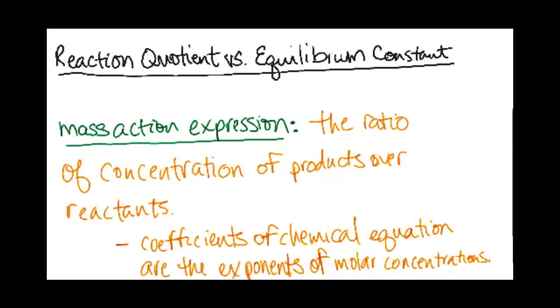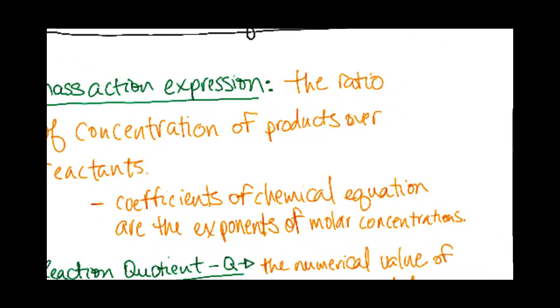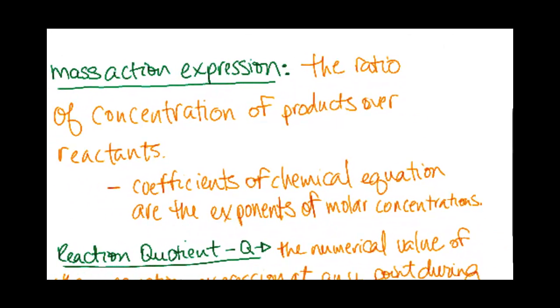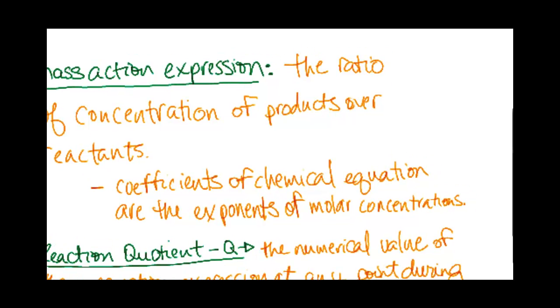Today we're going to be looking at the reaction quotient versus the equilibrium constant. Well, if we were to look at a chemical equation, we could derive something called a mass action expression, which is the ratio of the concentration of products over the reactants, in which the coefficients of the chemical equations are the exponents of the molar concentrations.